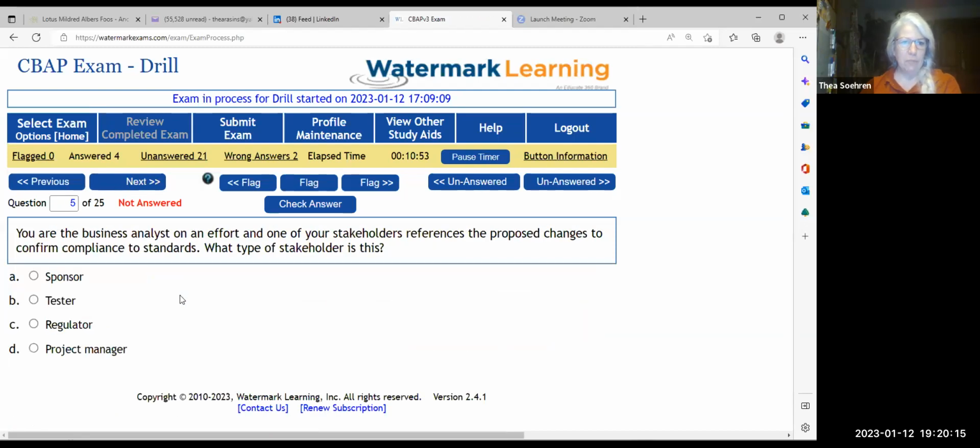Number 5, you're the business analyst on an effort and one of your stakeholders references the proposed changes to confirm compliance to standards. What type of stakeholder is this?